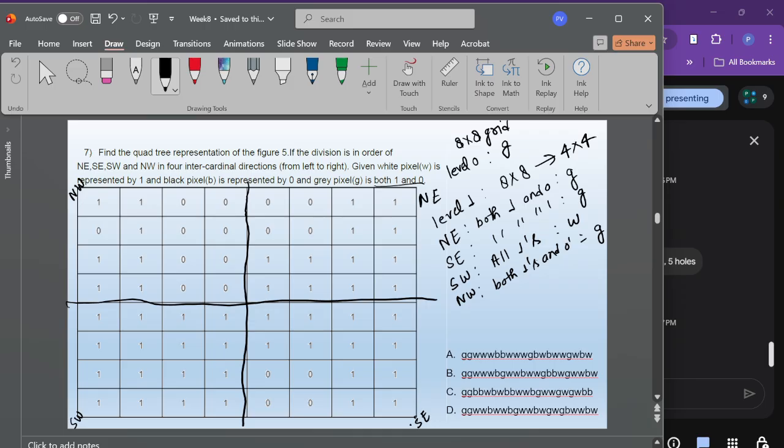Now again, these are the children of the whole 8 cross 8 grid. Next we will move again to 2 cross 2 grids. We will divide each 4 cross 4 grid, that is, you can say level 2, where the 4 cross 4 grid is again divided into 2 cross 2 grids, right? So in this section, just check what the values are in the same direction.